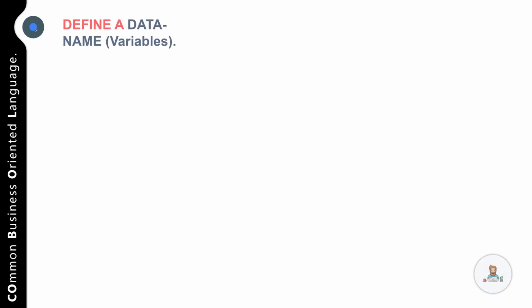And in this session, we'll talk about how to define a data name in COBOL. So let's get started. In COBOL, variables are called data names. They're also referred to as data items or elementary items, and I'll be using these terms interchangeably throughout the course.